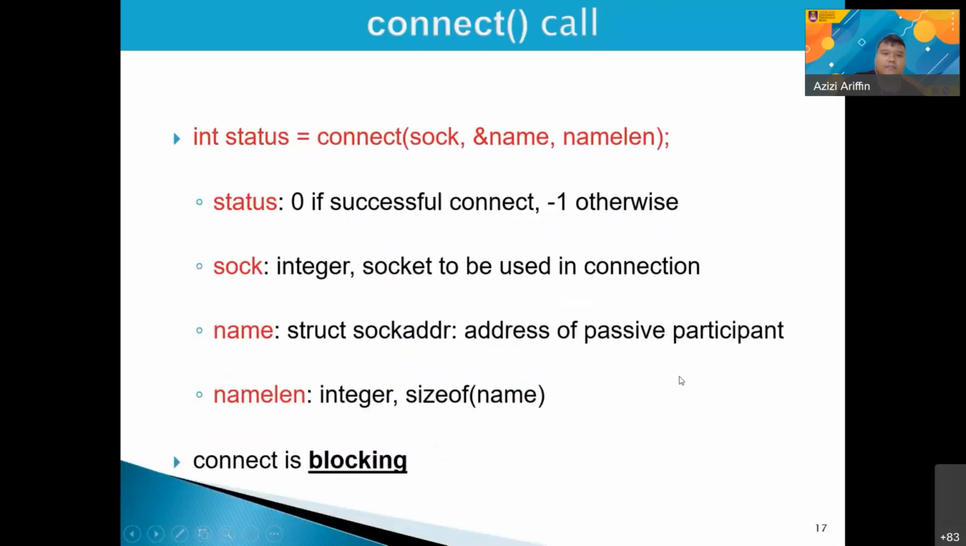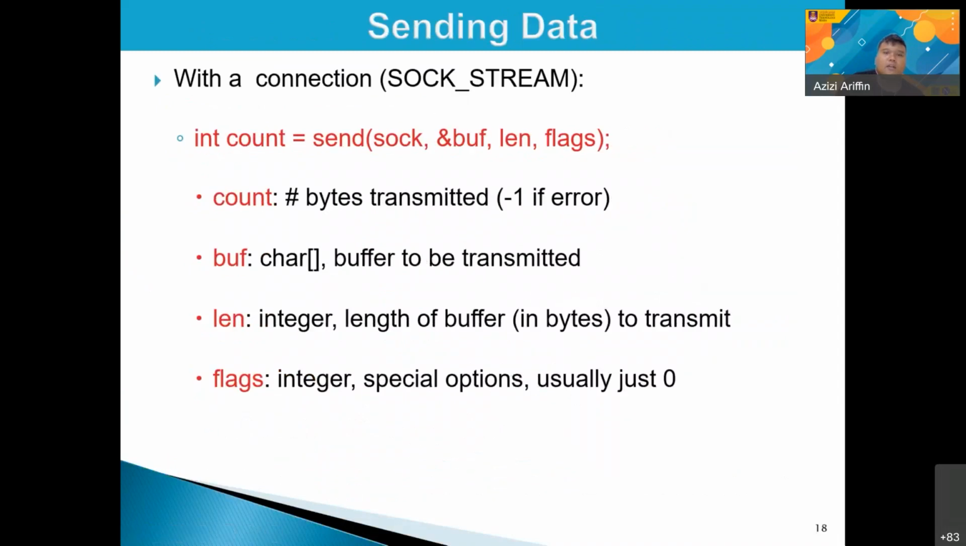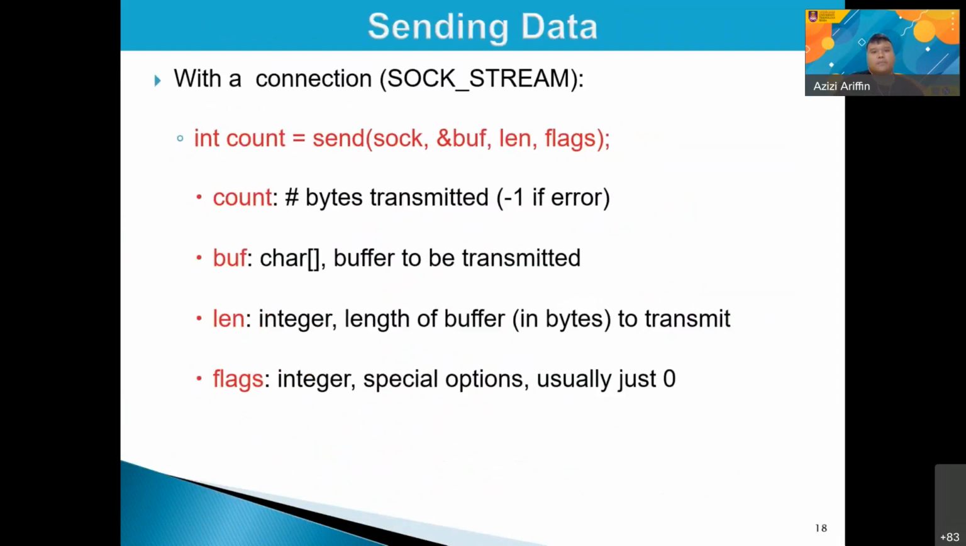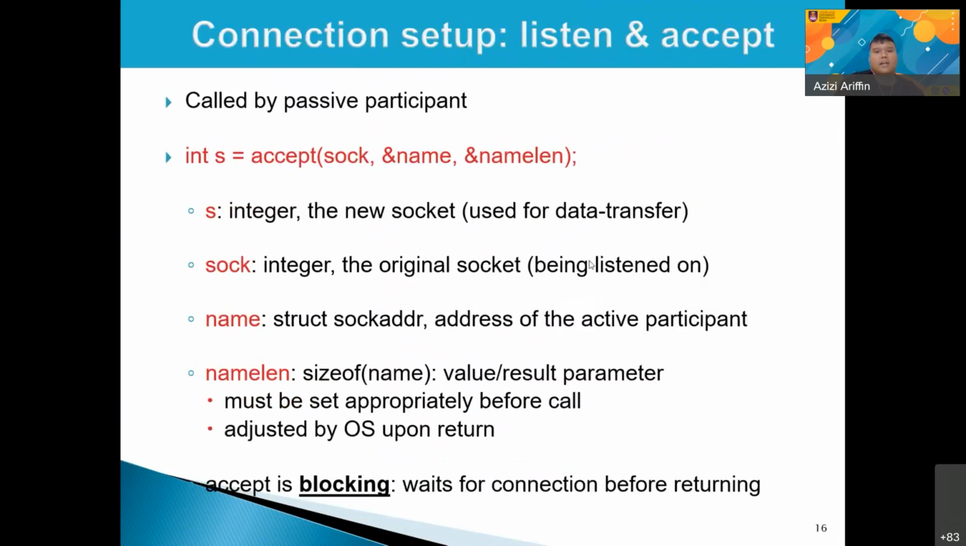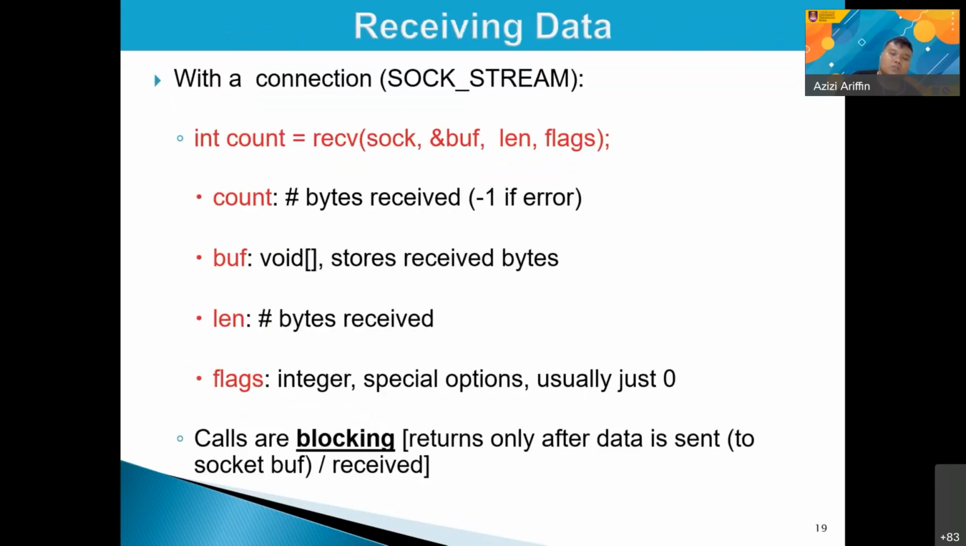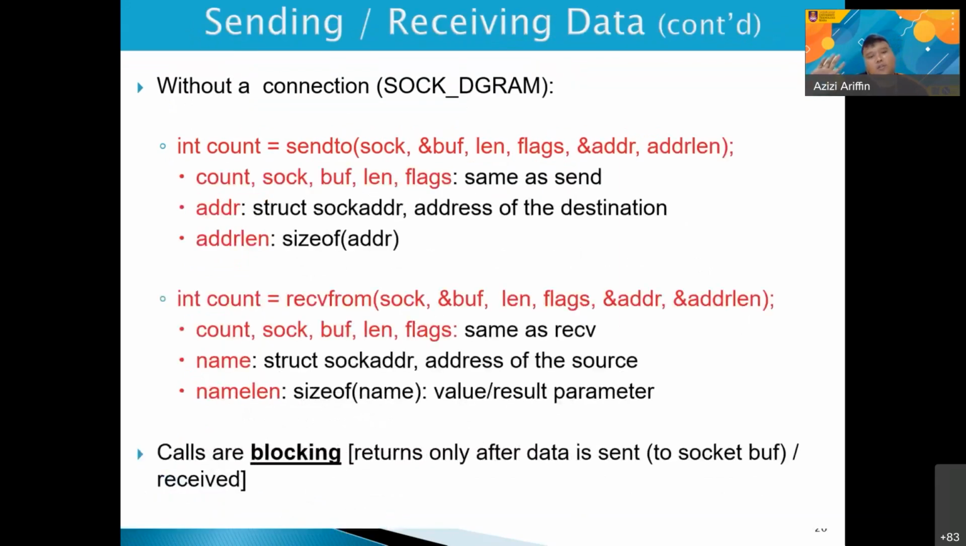Right. So this is the connect function, which I already explained to you. For listen and accept, these are only for the server side. For UDP, we don't need to use listen and accept. Sending data and receiving data, I also already explained to you guys. Okay. All right. So that is how we send and receive data using a TCP-based connection.